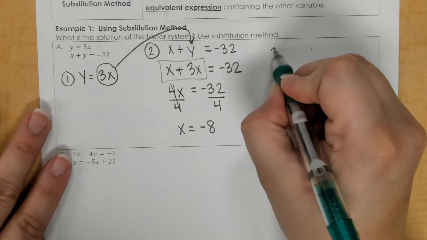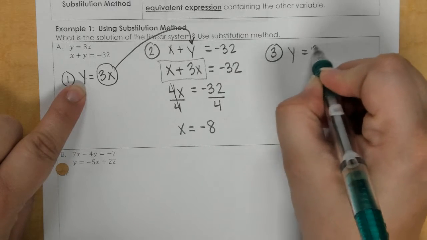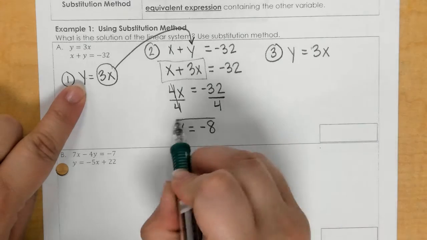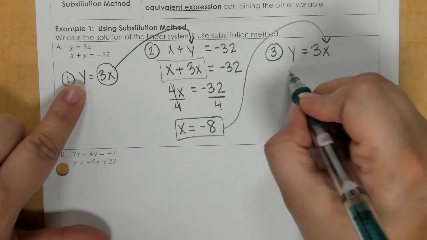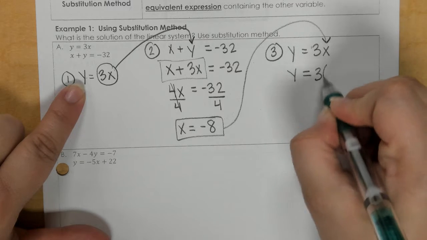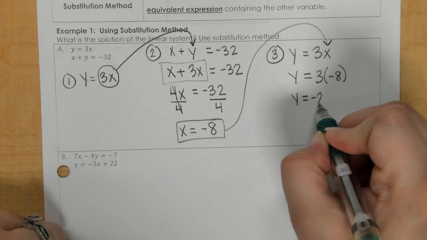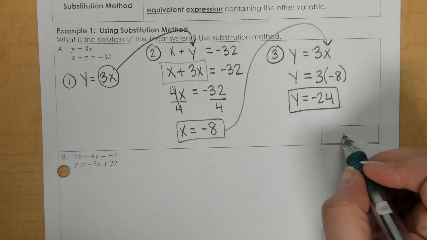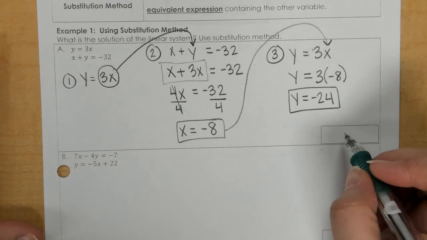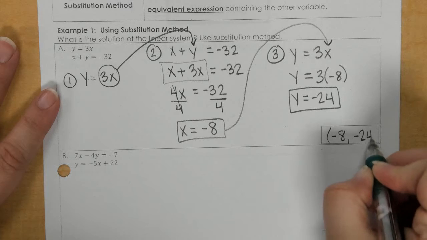So now in step 3, we use equation 1. So y equals 3x. I know that x is negative 8, so I plug that in for x. And y equals 3 times negative 8, which is negative 24. And because we're looking for our solution to the linear system, that needs to be written as an ordered pair. And so we have negative 8, negative 24.